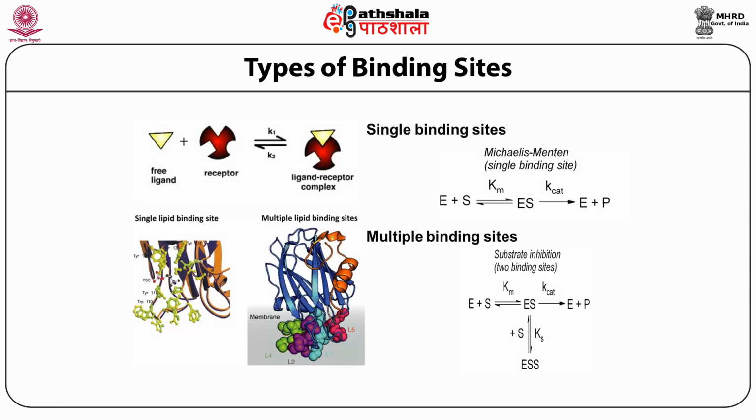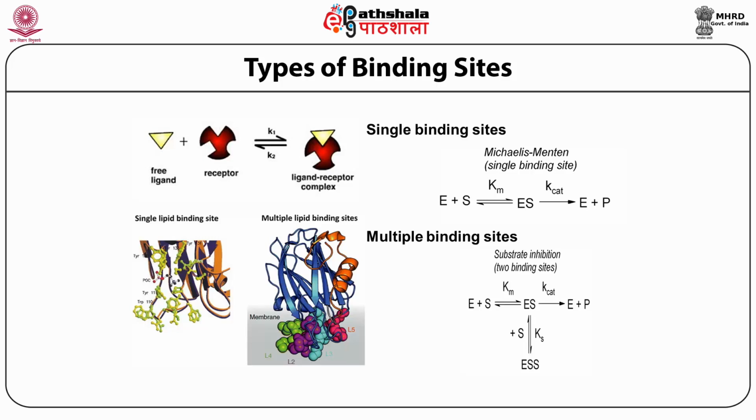Here we talk about the types of binding sites. There are two types of binding site. One is the single binding site, where one ligand binds to one receptor and the stoichiometry is 1:1. The binding equation is given as K1 for the forward reaction and K2 for the backward reaction, and it follows the simple Michaelis-Menten equation.